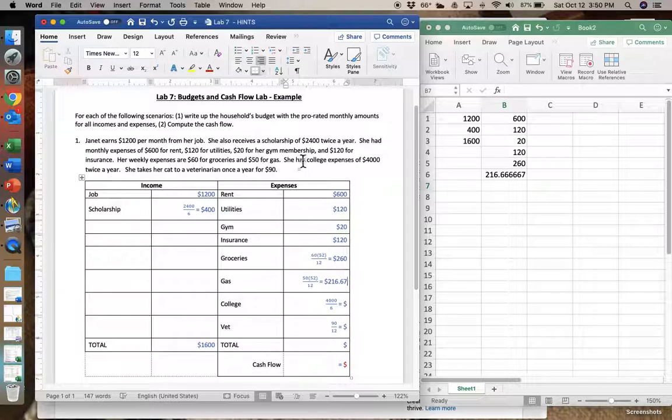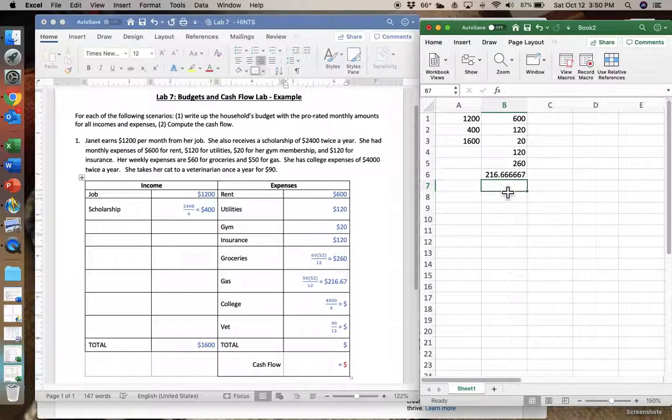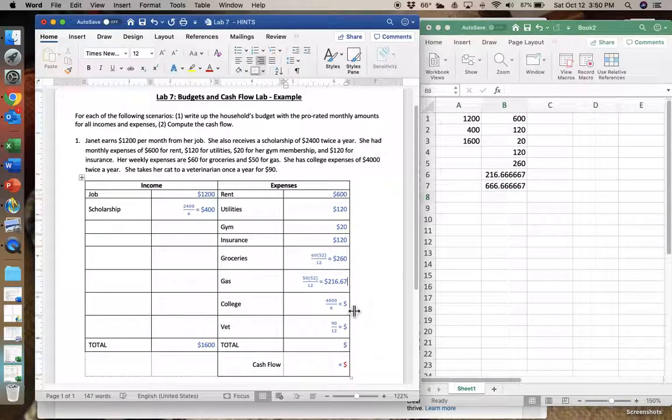Then it says she has college expenses of $4,000 twice a year. So how much is that a month? Well, it'd be $4,000 every 6 months. So I'm going to take $4,000 and divide by 6. And we get $666.67.